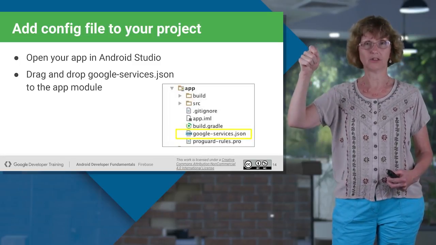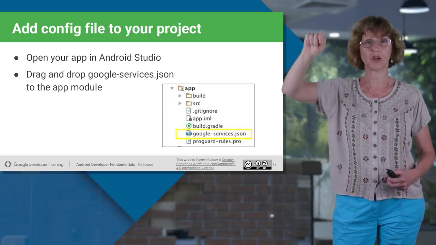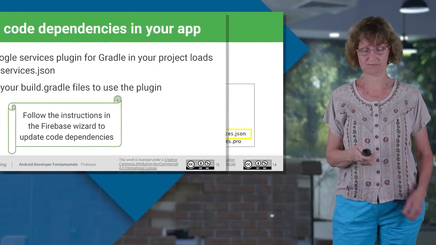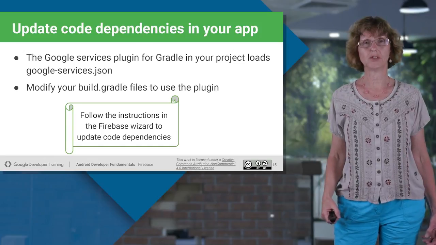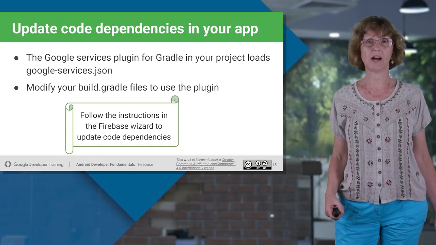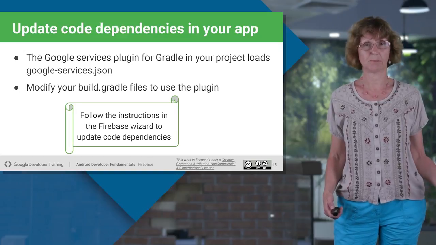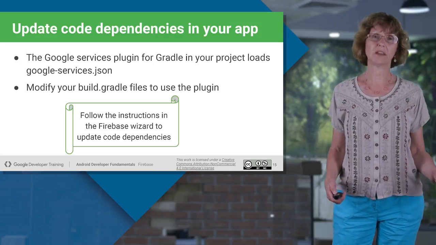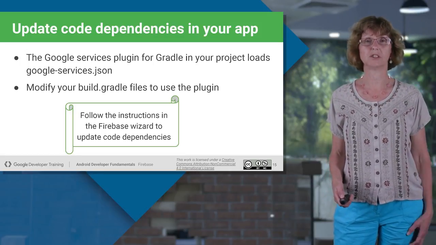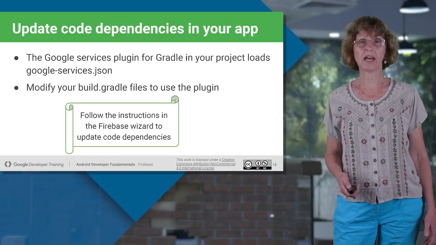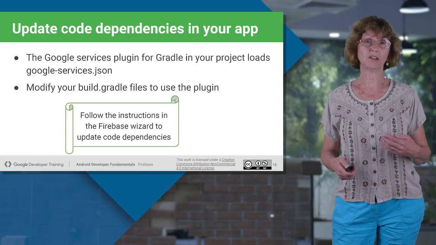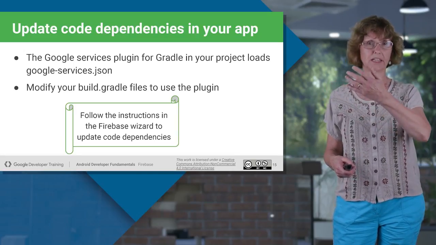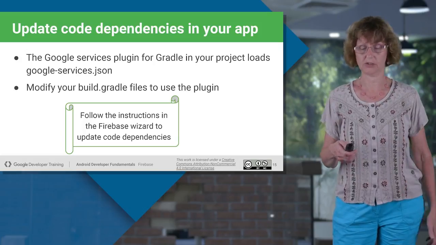open Android Studio and go to your app in Android Studio, and then you just drag and drop that file into Android Studio. So there is one other thing you need to do. You need to modify your build.gradle files to use the plugin that's specified in that file that you just downloaded. Now, if you forget where these slides are and you can't remember what to do, you actually don't need to worry about any of that, because when you go through the process of adding your app to your Firebase project, the Firebase wizard is going to remind you and tell you all these things you need to do.